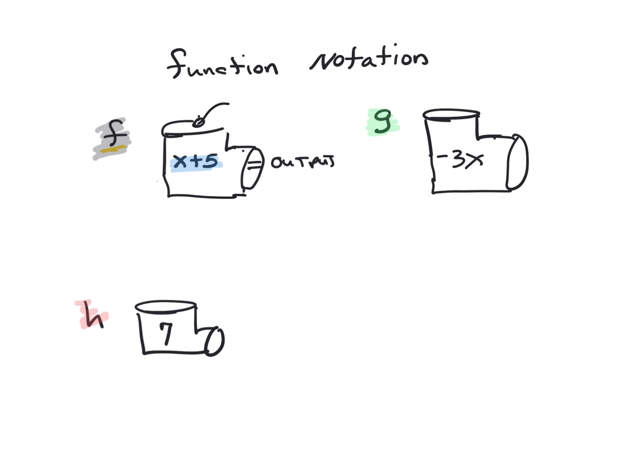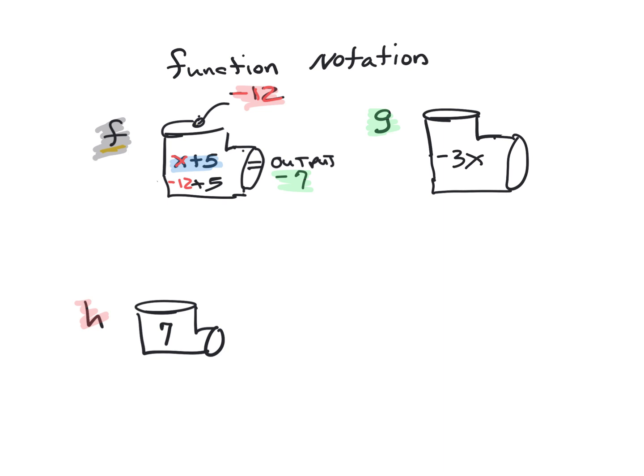a -12, then that means the X is replaced. So the X gets replaced with -12. That's what it means. So that would give us -12 plus 5. And what is -12 plus 5? That is -7. So when you put -12 into the machine, you get out -7.